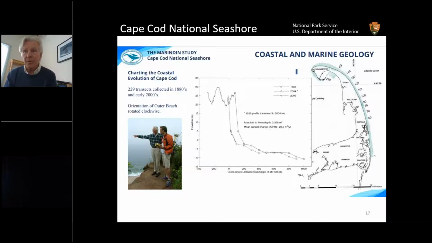229 transects from the very southern tip of what is now Cape Cod National Seashore all the way up around the north in Provincetown. He did those studies basically with a Secchi disc and a line dropped in the water a few hundred feet off the shore. You can see those depicted in that map. Primitive by our standards today, but state of the art back then.